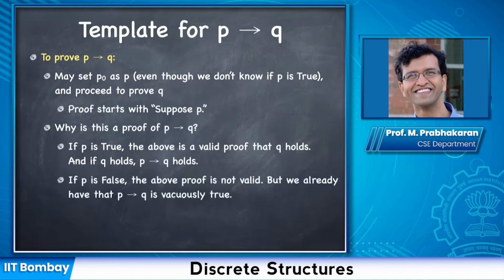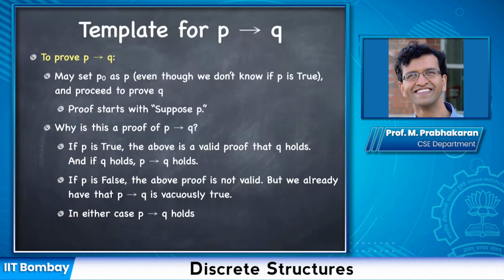But what if P is false? Then what we just now did is not at all a valid proof. But in this case, we are covered because P is false, and therefore P implies Q is vacuously true. So in either case, we have P implies Q. In either case, P implies Q is true, either because we have written down a valid proof of P implies Q, in fact a valid proof of Q, or because P implies Q is vacuously true. Okay, so this is how a proof of P implies Q would look like.